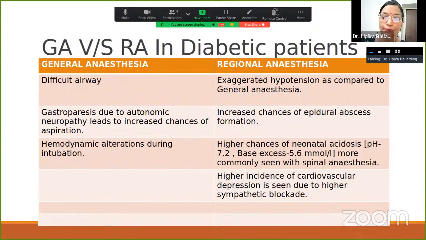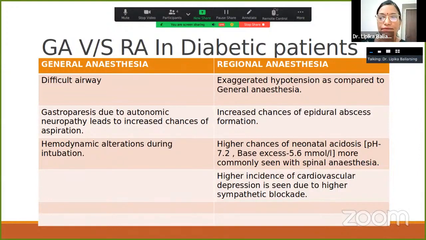The pH becomes 7.2 and a base excess of minus 5.6 millimole per liter is seen when the children are delivered under spinal anesthesia. That means the maternal hypotension becomes more. The episodes of maternal hypotension and the duration of sustained hypotension are more under spinal. So you must try to eliminate this by maintaining adequate MAP, by providing adequate fluids or vasopressors, and even using prophylactic vasopressors, but at any cost, the blood pressure has to be maintained well.